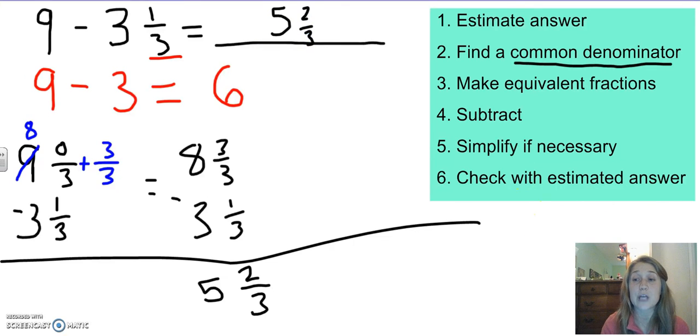The last thing I'm going to do is check with my estimated answer. It should be close to 6 wholes. 2/3 is pretty close to a whole. So 5 2/3 is pretty close to 5 plus 1, or 6. So my answer checks out.